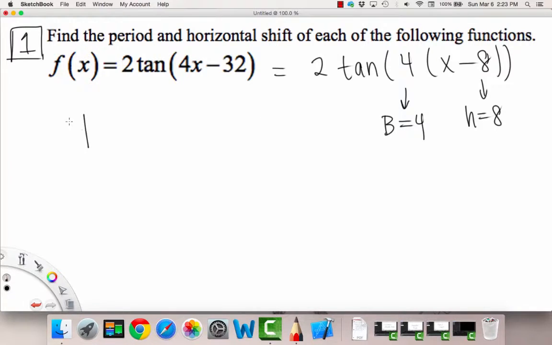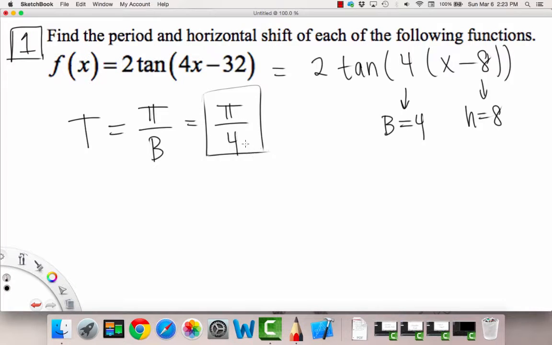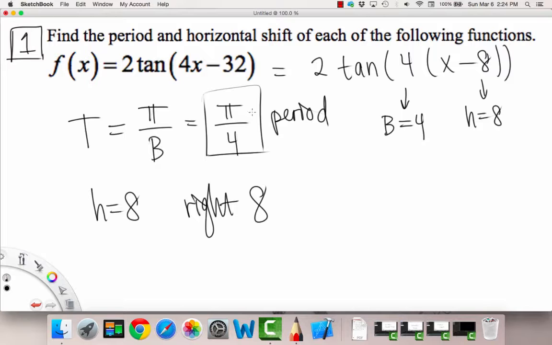In order to find our new period, we're just going to apply the formula for the tangent: pi divided by b. That gives us our new period for the transformed tangent function. So it's pi divided by b, which is 4, so our new period is pi over 4. Let me label that. Our horizontal shift is given by h equal to 8, so we're going to shift everything to the right by 8 units. Alrighty, and that is it.